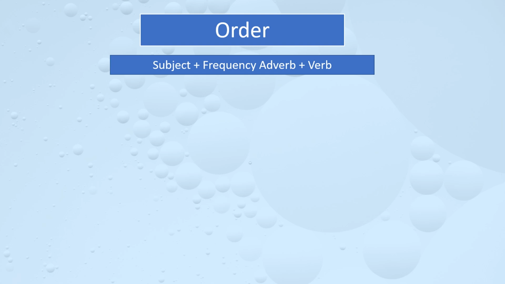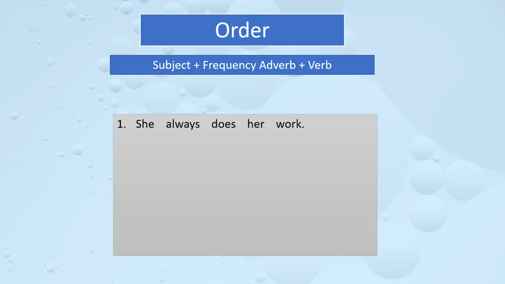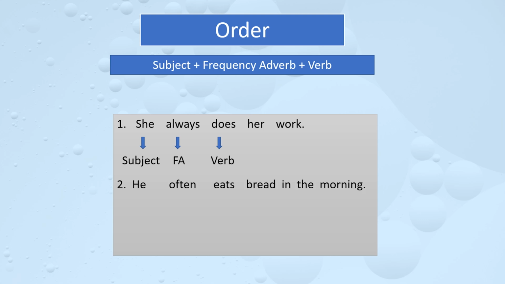Now let's discuss the order again. The order which we use while using a frequency adverb is subject plus frequency adverb plus verb. For example, she always does her work. So you can see she is the subject, always is the frequency adverb and does is the main form of verb. The next example is he often eats bread in the morning. So as you can see, he is the subject, often is the frequency adverb and eats is the verb used here.